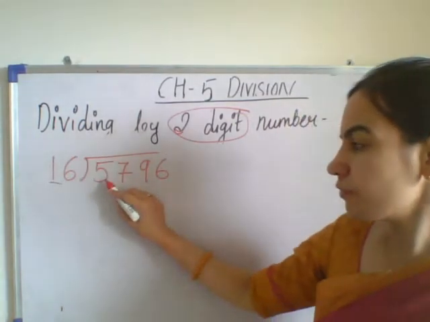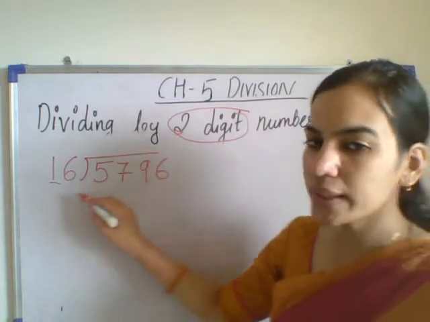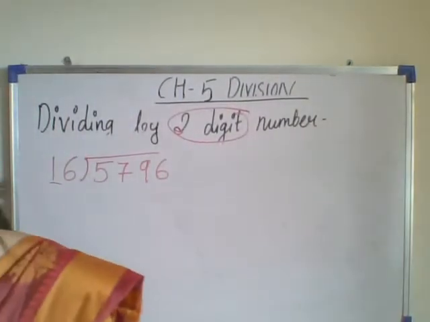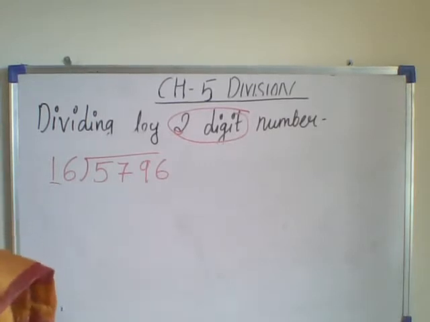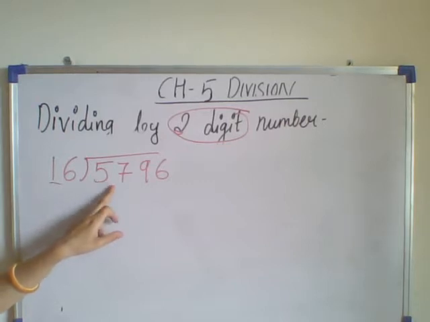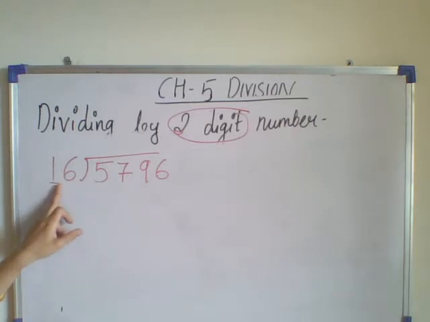Here I have written 5796. We have to divide this number by 16. So how will we carry out this division? As 5 is smaller than 16, we consider 57, the number formed by the first two digits 5 and 7 of the dividend, and will be dividing this by 16.